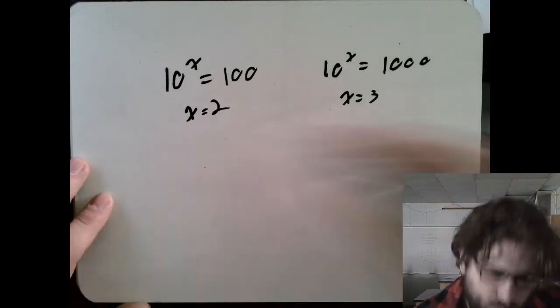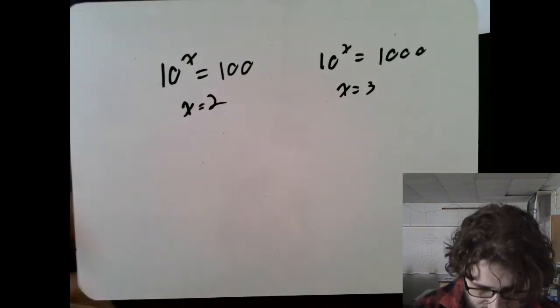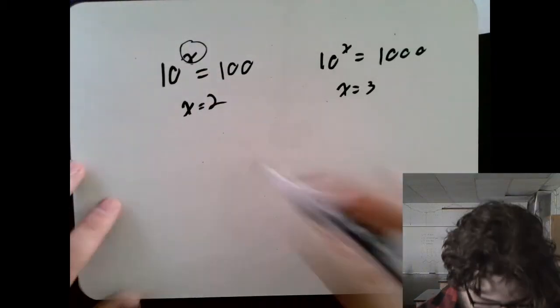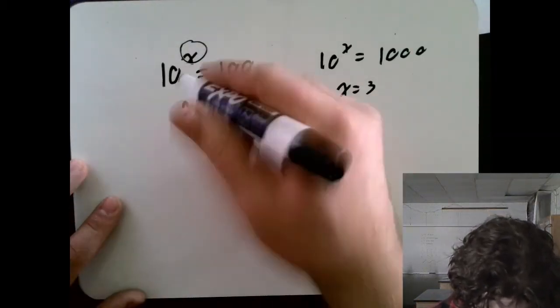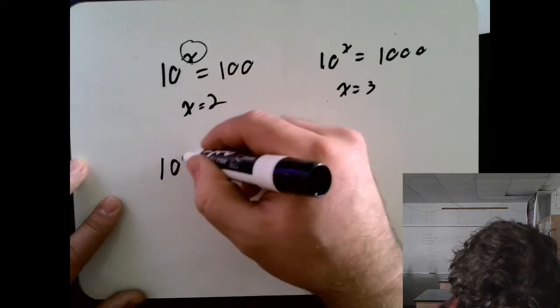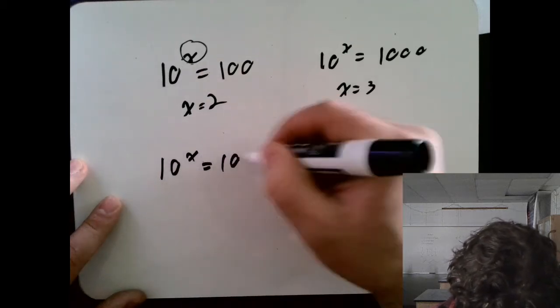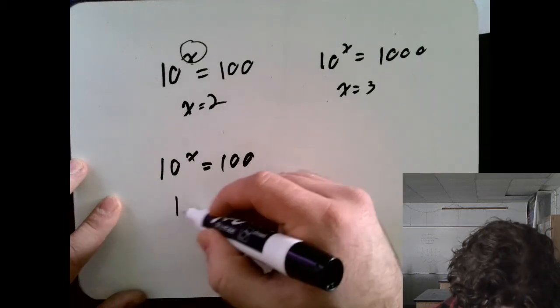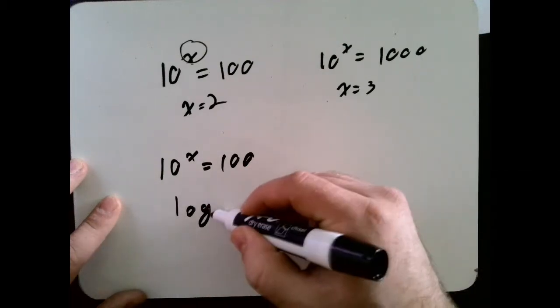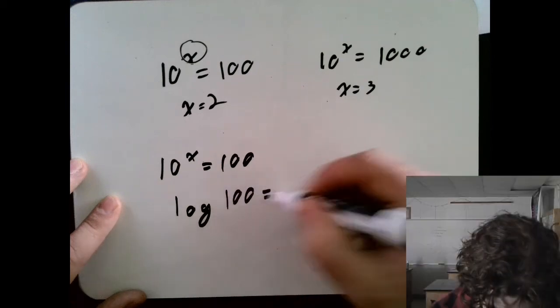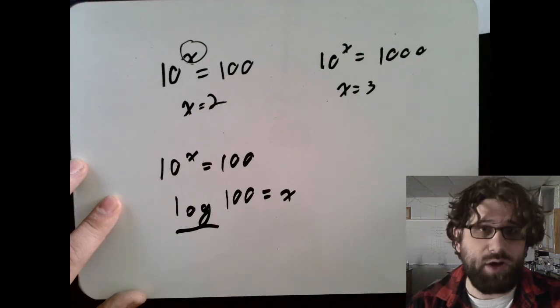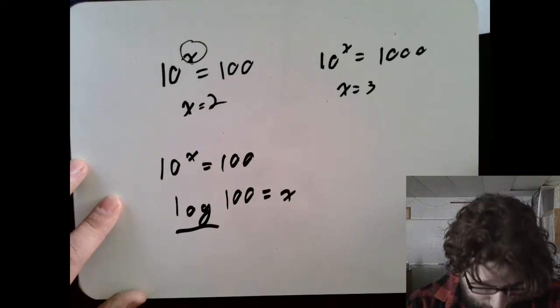So the thing that is the inverse of this exponent right here is called a logarithm. Let me write that out. When I say 10 to the x equals 100, I could rewrite that saying that log of 100 equals x. This is just a function that you'll have on your calculator. We'll look at that in just a little bit.